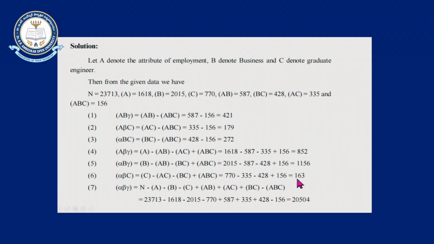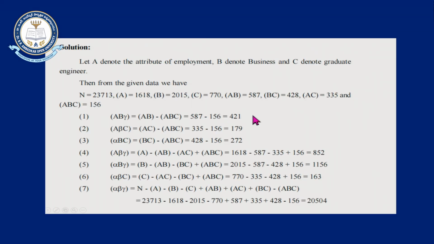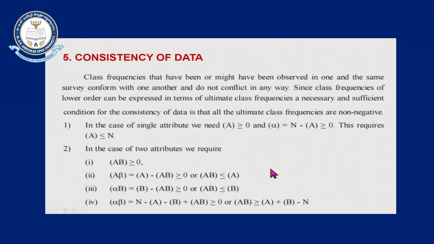These are the values he will ask for the attributes for employment A, business B, C denoted by the graduate engineer. So according to that, the theoretical data that is given, we convert into variable data, mathematically into the given attributes. Then we can identify what is required, and according to that, by substitution we can get our required answers.